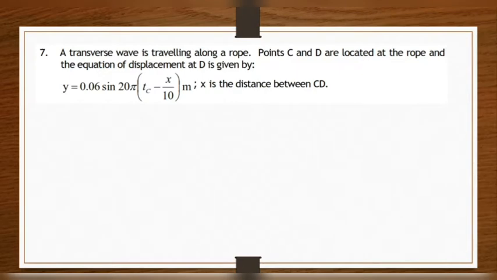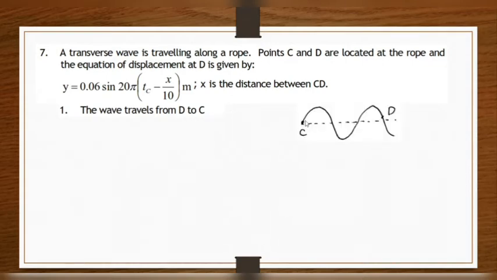Number 7. A transverse wave is traveling along a rope. Points C and D are located on the rope, and the equation of displacement at D is given by y equals 0.06 times the sine of 20 pi times (t minus x over 10) in meters. X is the distance between C and D. We want to find the direction of travel of the wave.